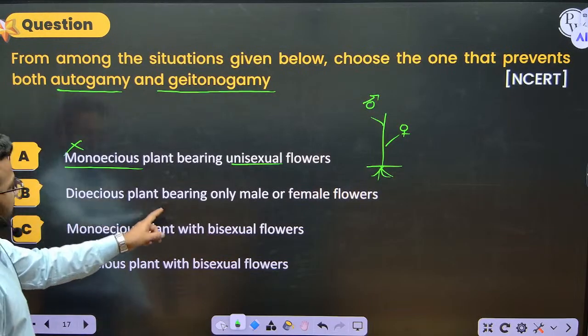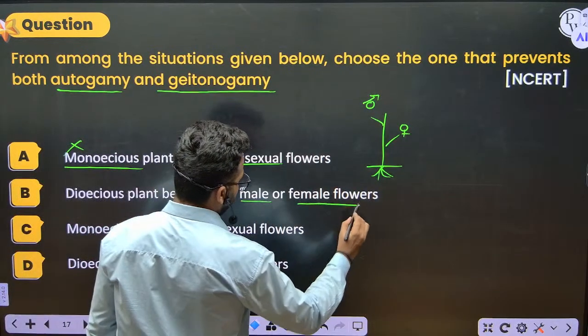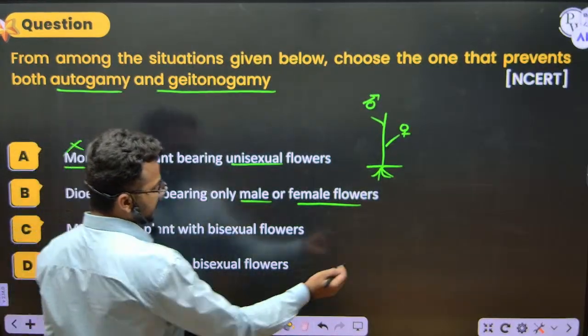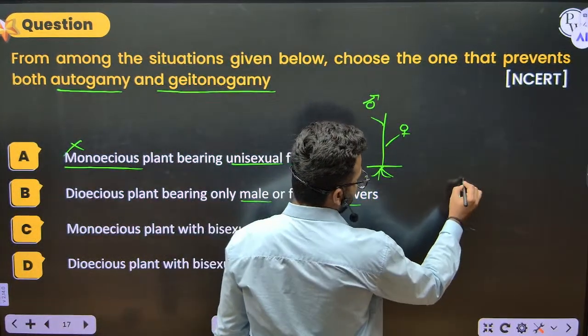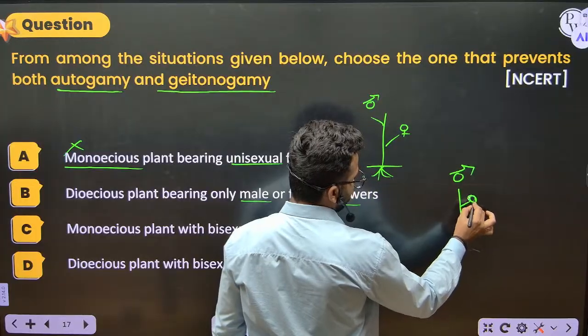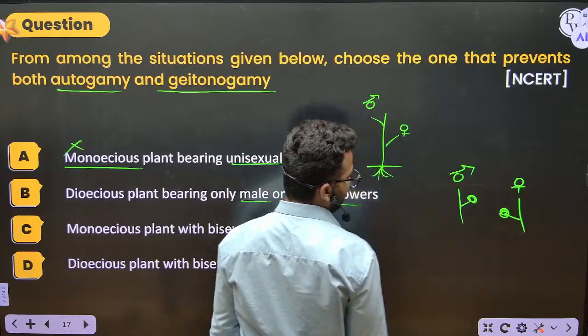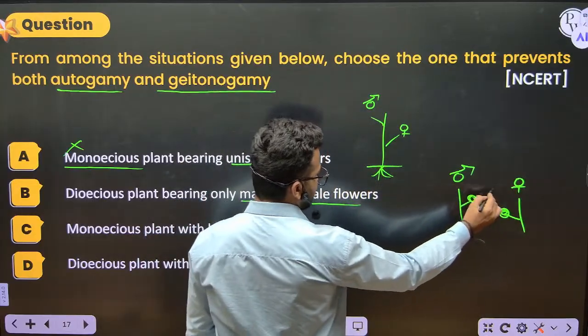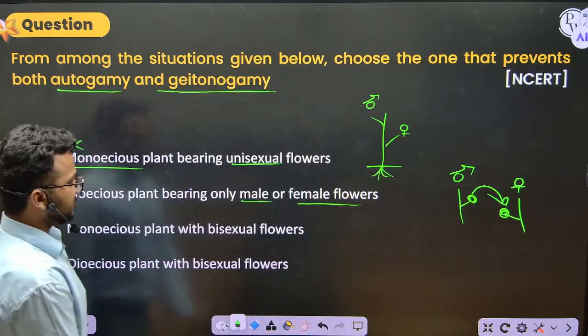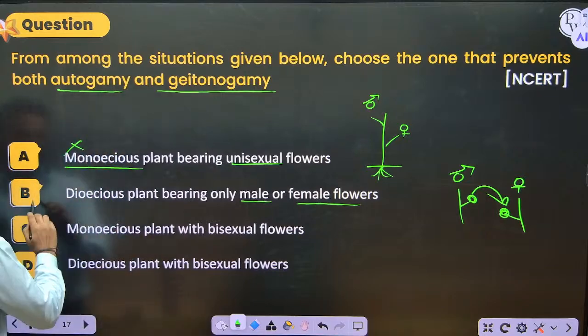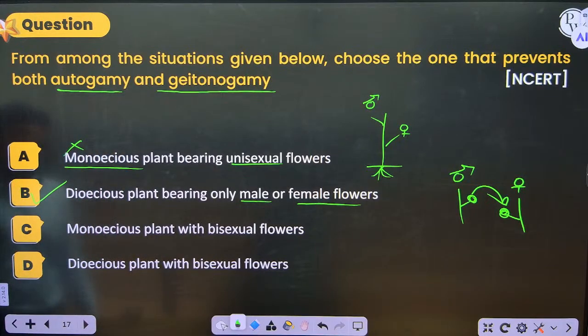Dioecious plant bearing only one male or female flower. Dioecious are nothing but it is a male plant which is having this flower, and which is having this flower, it is a female plant. This is dioecious. So there is a possibility of cross pollination, not autogamy and geitonogamy. This will be the answer.